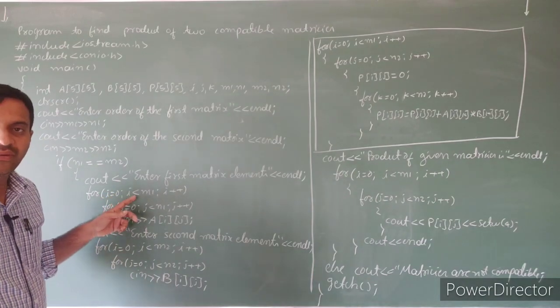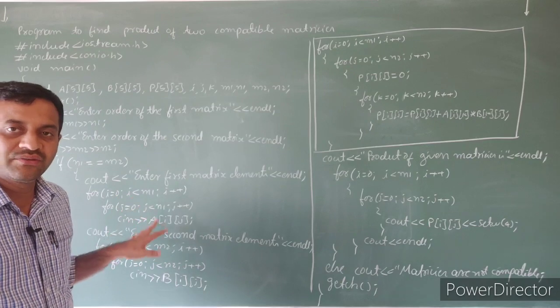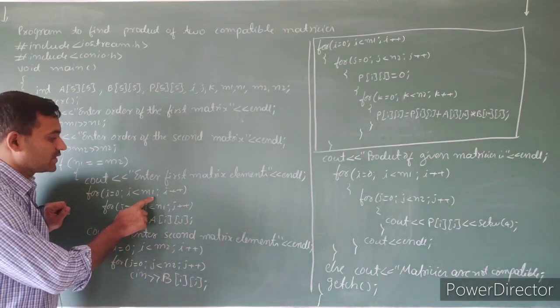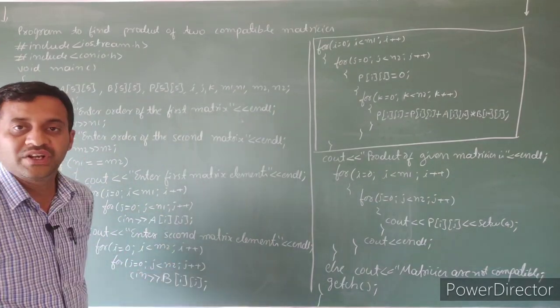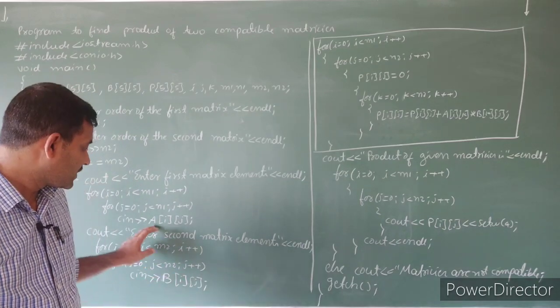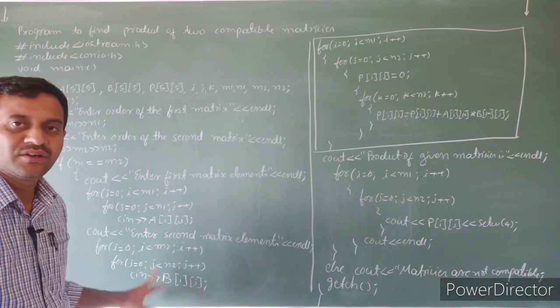then we read the first matrix elements, then we read the second matrix elements. Already we know how to read matrix elements. See the first order matrix, that is m1 n1, second order matrix is m2 n2. We read the first matrix elements and second matrix elements and assign to the respective matrices. Here it is A, here it is B.